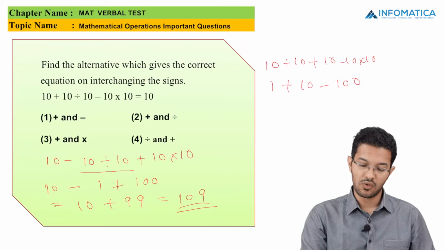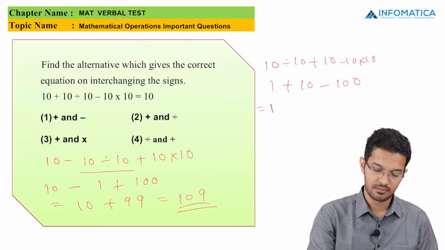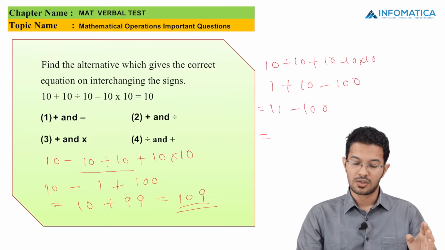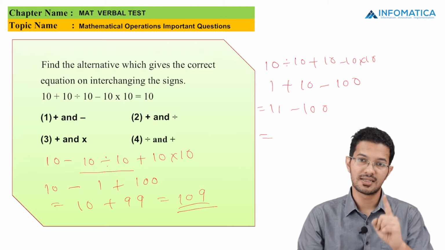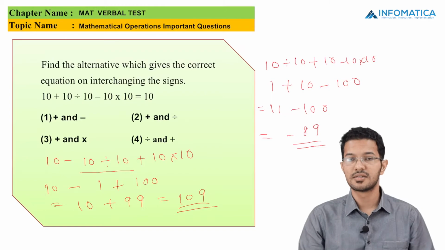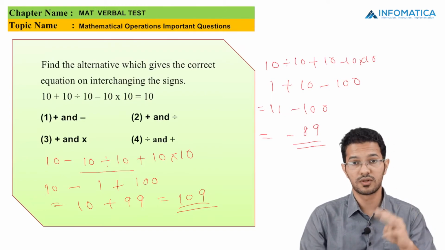So now if we go for 1 plus 10, 1 plus 10 is giving me 11 minus 100. So now we are getting 11 minus 100. 11 minus 100 should give me minus 89. And this is not equal to the RHS, which is 10. So now let us go for the third option.